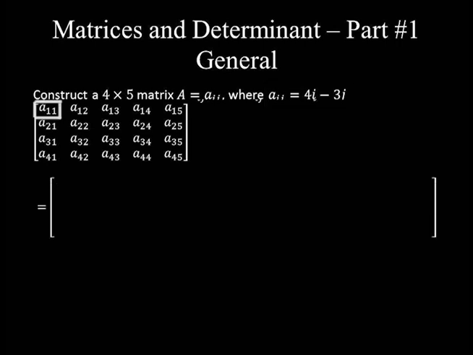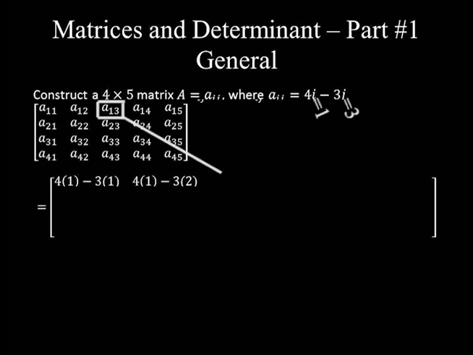A sub 1 1 is located in row 1 and column 1, which means i is equal to 1 and j is equal to 1. Thus the calculation for A sub 1 1 position is 4 times 1 minus 3 times 1. For A sub 1 2 position, i is equal to 1 and j is equal to 2. So the calculation is 4 times i, that is 1, minus 3 times j, that's 2. For A sub 1 3, i is equal to 1 and j is equal to 3. So the calculation is 4 times 1 minus 3 times 3.